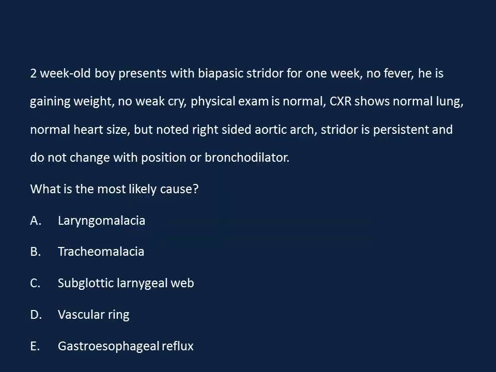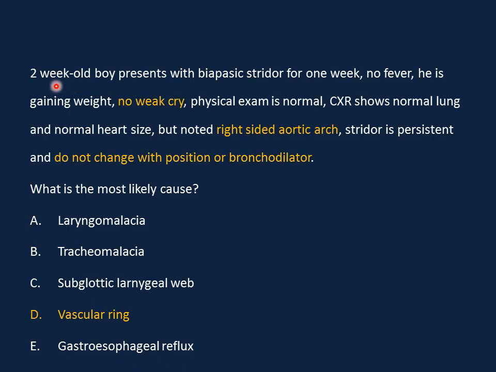Clinical case scenario. This is a 2 weeks old boy who presents with biphasic stridor for 1 week. No fever, he is gaining weight, no weak cry, and physical examination is normal. Chest x-ray shows normal lungs and normal sized heart, but a right-sided aortic arch is noted. The stridor is persistent and does not change with position or bronchodilator. What is the most likely cause? Laryngomalacia, tracheomalacia, subglottic laryngeal web, vascular ring, or gastroesophageal reflux.